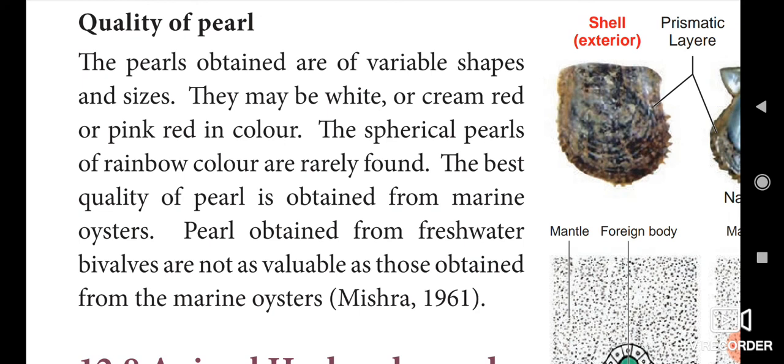Then the quality of pearl. When compared to freshwater pearl, marine oysters produce the high quality pearl. Here the pearls obtained are of variable shapes and sizes. The colors are also different. They may be white, cream, pink, red, or other colors. The most rarely found pearls are spherical pearls. It is rainbow in color. It is a rarely found pearl.